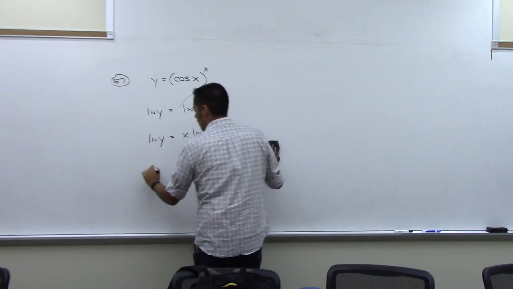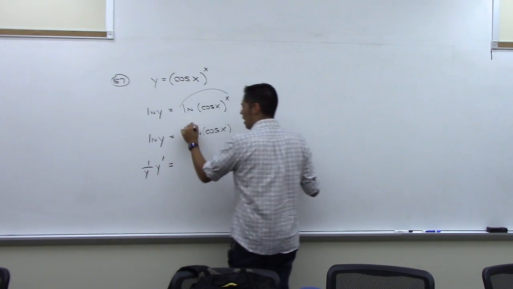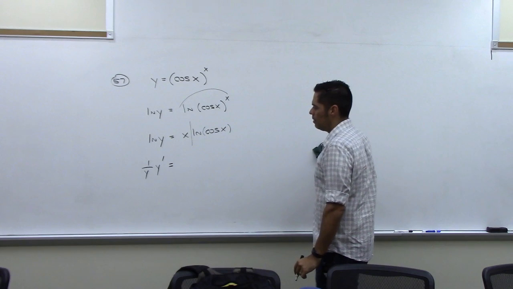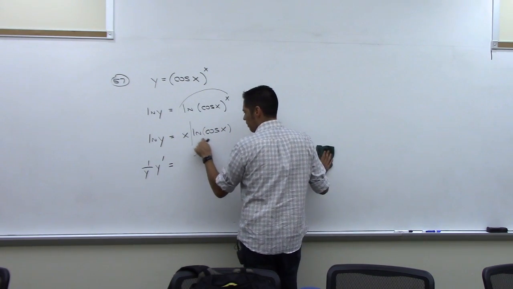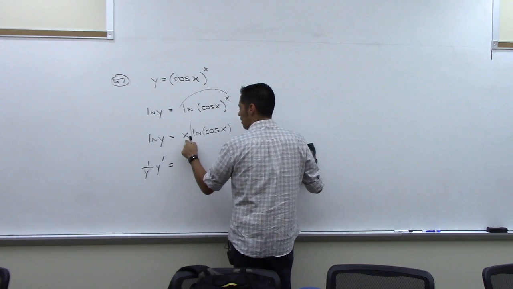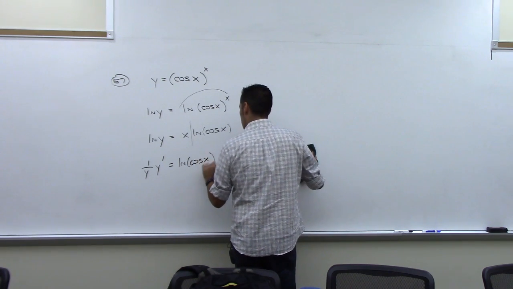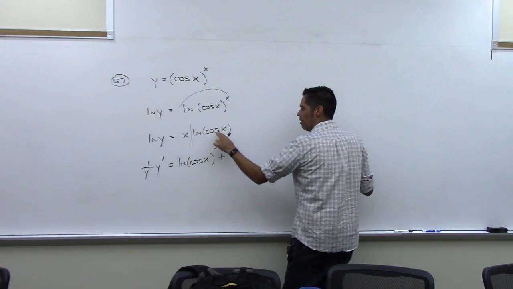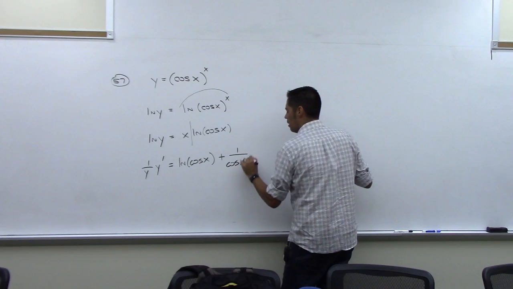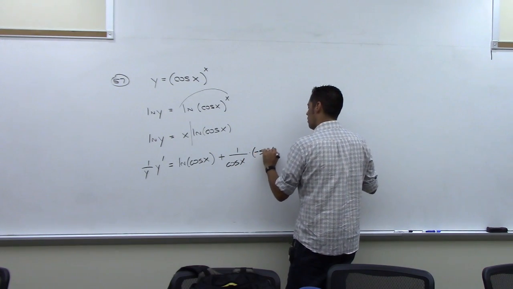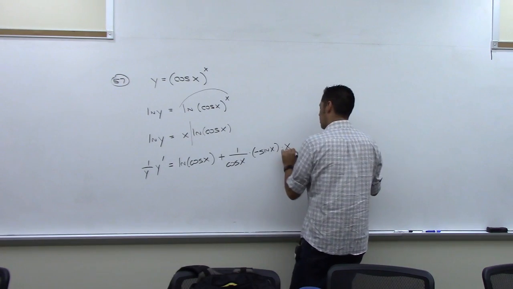On the left side we get 1 over y times y prime. On this side we have a product rule. So the derivative of the first one times the second one plus the derivative of the second one times the first one. So derivative of the first one is 1 times the second one plus the derivative of natural log of cosine x is 1 over cosine x times negative sine x, which is the derivative of what's in here, times the first function, x.